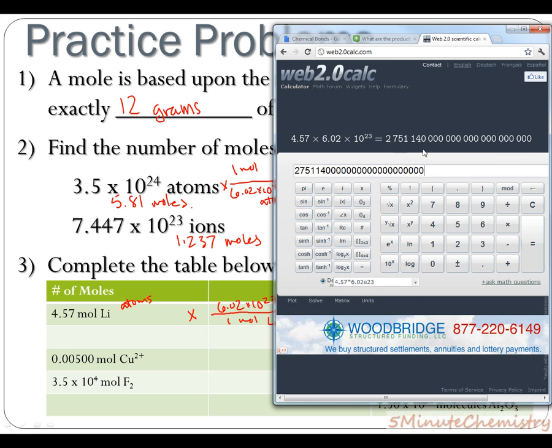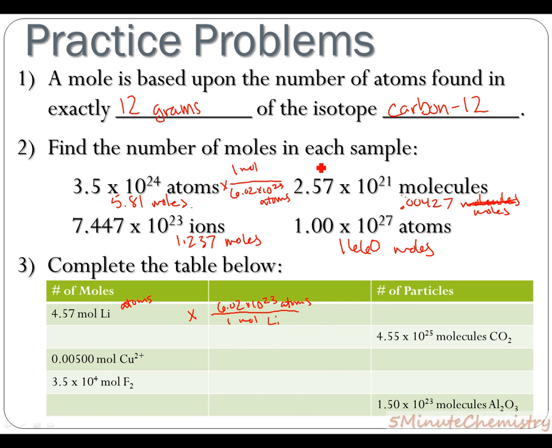Let's see. We've got 3, 6, 9, 12, 15, 18, 21, 24. 2.75 times 10 to the 24. Pretty big number. So that will be 2.75 times 10 to the 24. And then, again, remember, what kind of particles do we have? These are atoms of lithium.